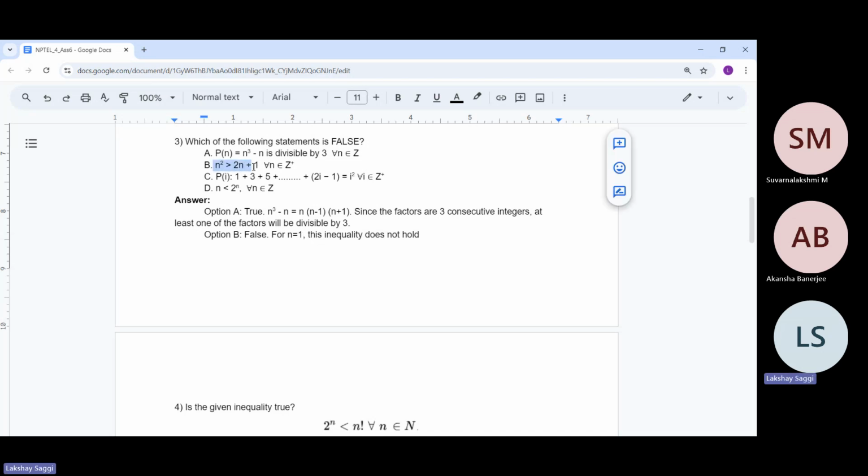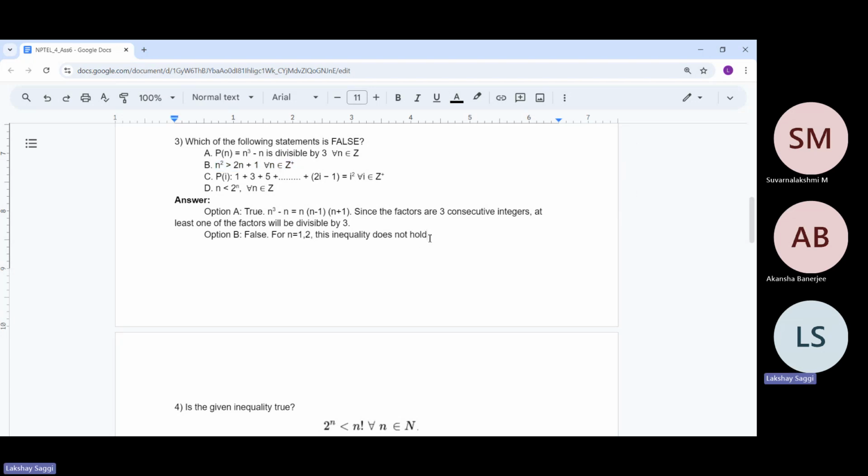So even for both n equals 1 and n equals 2, this is not true. But you can see that for n equal to 3, this will become 9 and this will just be 7. So for n equal to 3, this is true. So maybe this inequality does not hold for n equal to 1, 2. We know that this statement is false, it does not hold for all n, because for n equal to 1, 2, this does not hold.